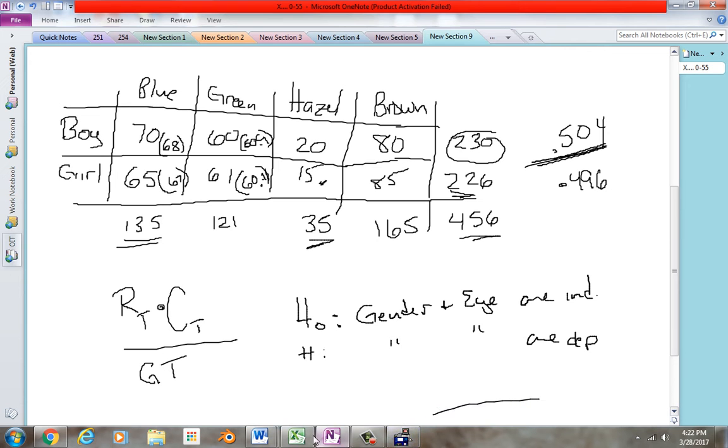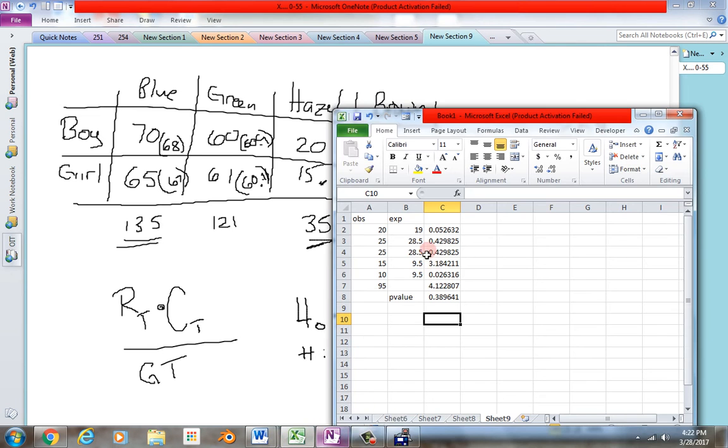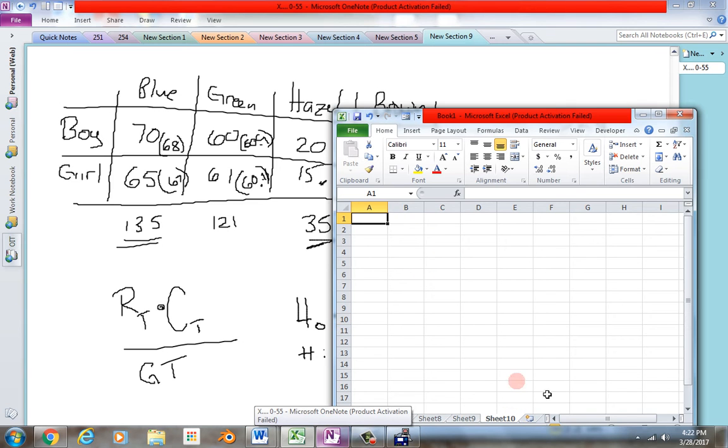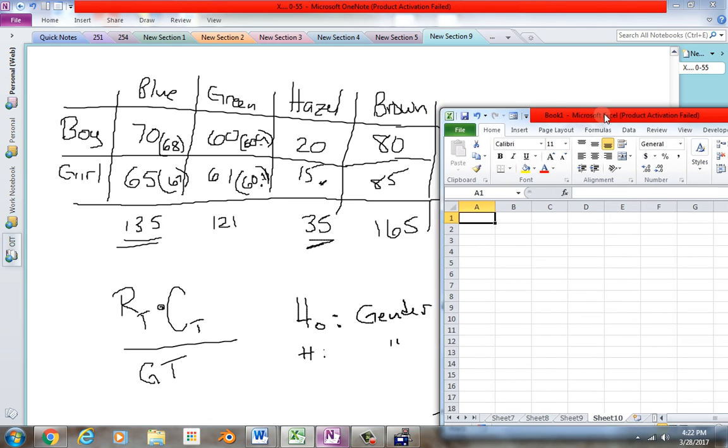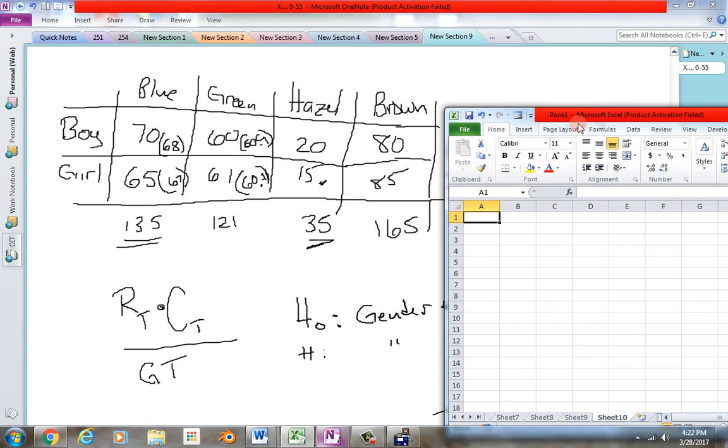So there's a better way to do this, in my opinion, and that is to use Excel. Okay? So I'm going to go ahead and input my data, and then I'm going to show you how I go about finding my expected values in a quicker manner that I hope you'll like. To me, it's just the only way to fly. I mean, wow, it is awesome.